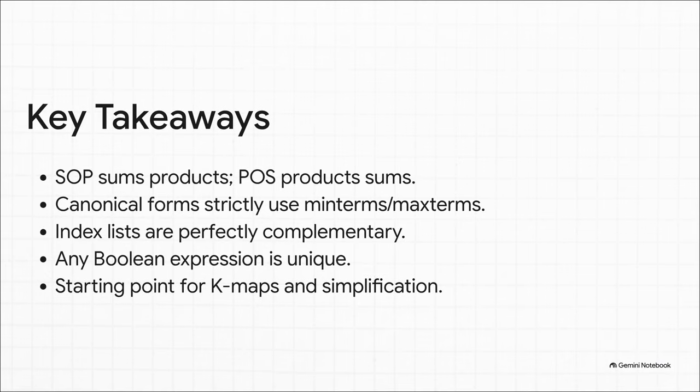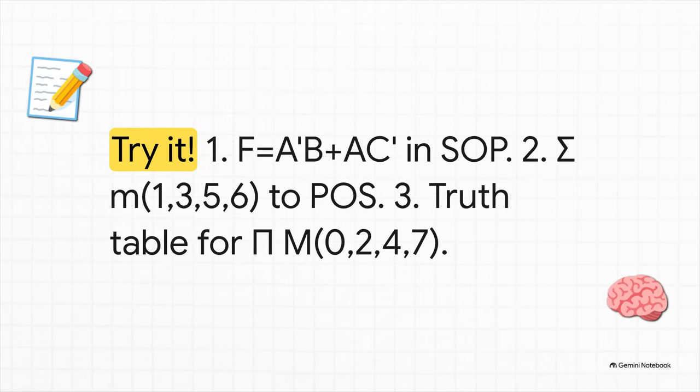And 5, and honestly this is the most crucial part, these canonical forms aren't just academic trivia. They are the absolute, non-negotiable starting point for simplifying complex circuits later on. Using tools like Karnaugh maps or the Quine-McCluskey algorithm, you simply have to know the rules before you can optimize them. I've left a quick challenge for you here. Grab a pen and try tackling these specific practice problems to really cement what we've covered.